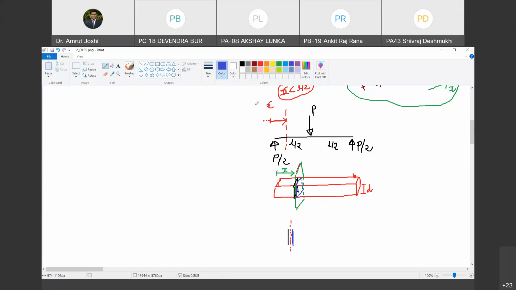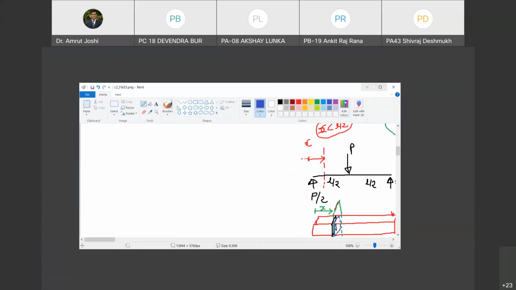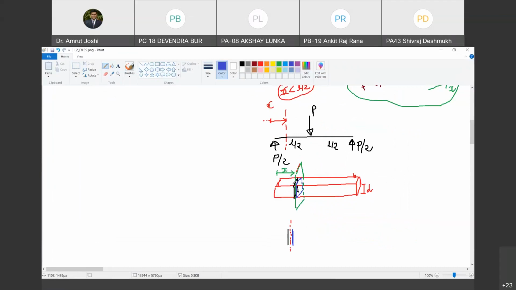Okay. Now question. What is the algebraic sum of all the forces on the left hand side of this section? The section taken at x, what is the algebraic sum on its left hand side? The only force prevailing there is P by 2 and it is acting in upward direction. Agreed? So if I sum up all the forces on the left hand side of this cross section, the total sum turns out to be P by 2 upwards. Happy? Are you with me?